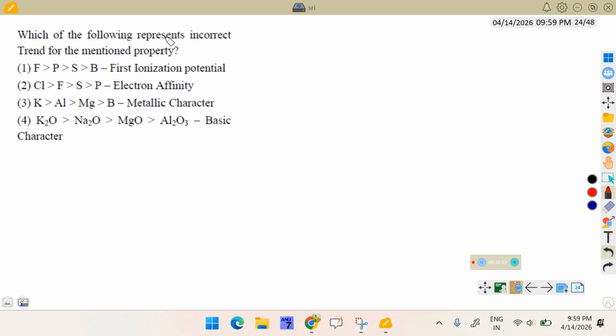Which of the following represents an incorrect trend for the mentioned property? First ionization potential: fluorine greater than phosphorus greater than sulfur greater than boron. Correct. Electron affinity: chlorine greater than fluorine greater than sulfur greater than phosphorus. This is also correct. Metallic character, incorrect order. The correct metallic character is potassium greater than magnesium greater than aluminum greater than boron.